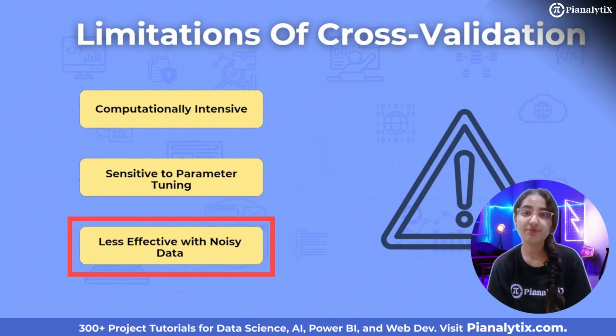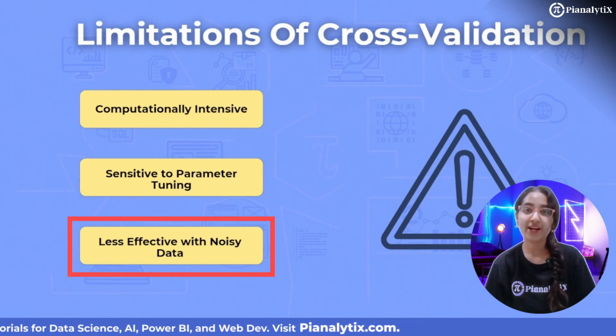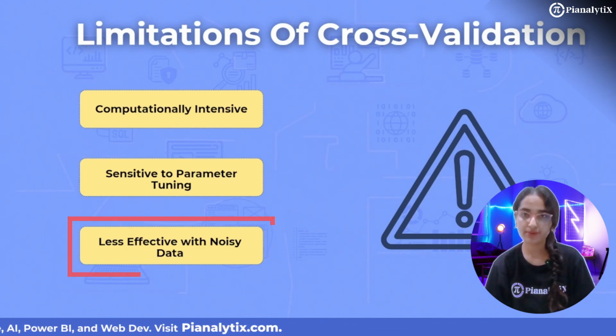Third, less effective with noisy data. SVMs can be sensitive to noisy data, especially when classes are overlapping. In these cases, it may misclassify points, making it less robust than other algorithms like random forest or gradient boosting.